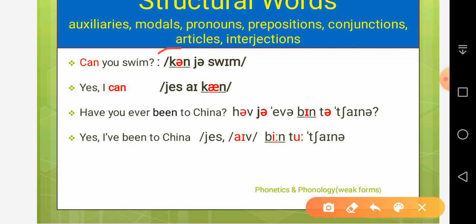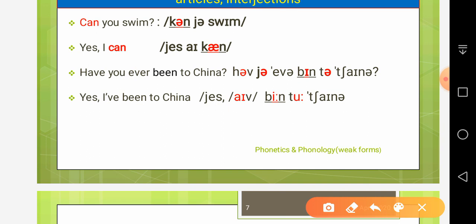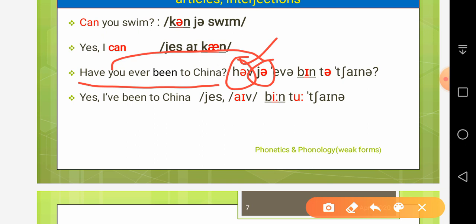So if there is a schwa present, it is a weak form. If there is no schwa, as you can see, it is a strong form. Okay, here's another example. Have you ever been to China? Have you ever been to China? So see, the schwa sound is there. This "you" is being pronounced as "ya". Ever, been, this "been" will be pronounced as "bin".